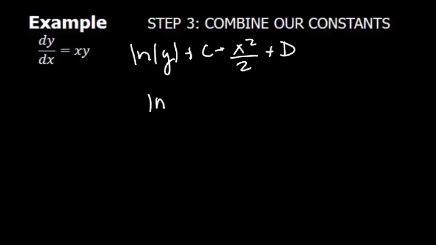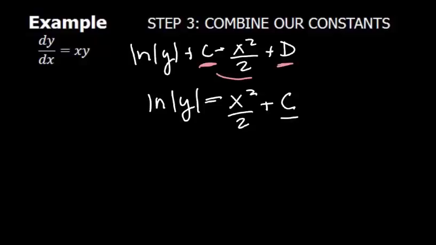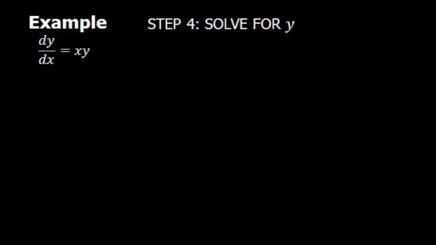So you can just go ahead and write that ln of y equals x squared over 2 plus c, and you can just write it that way. So then you know that these two constants come together to form this constant. Alright, and then we have our hardest step.